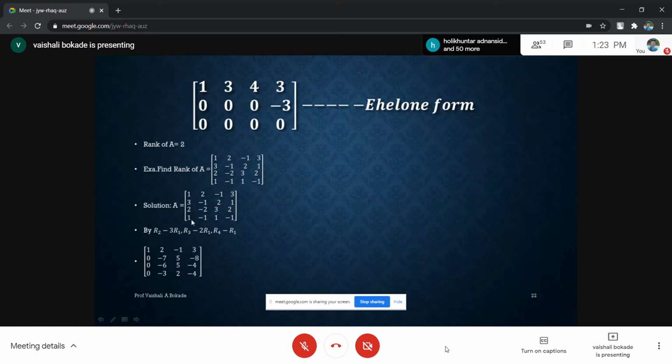This element I have to make 0. This entry is 1, so I am using R4 minus R1. Yes, so I am using these three row transformations simultaneously. Concentrate for R2 here, R3 minus 3R1. So I am getting 3 minus 3 into 1. Yes, so I am getting this element to be 0.